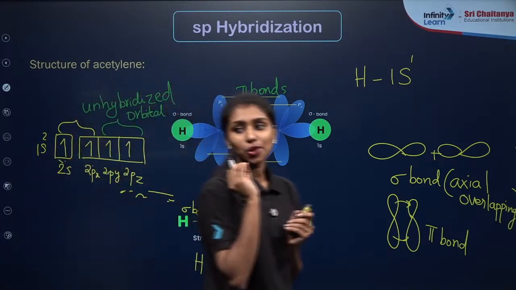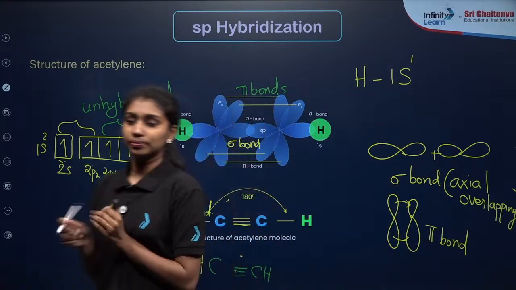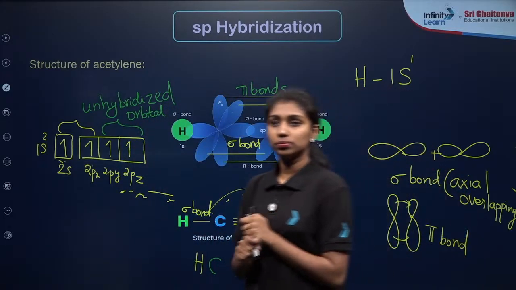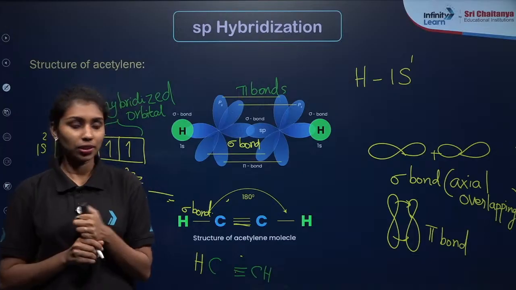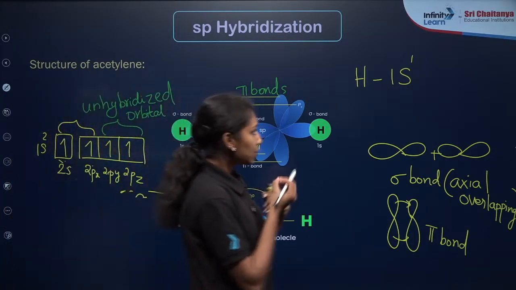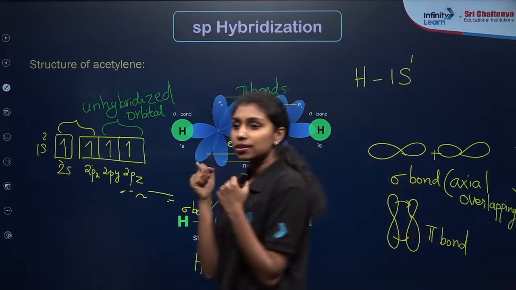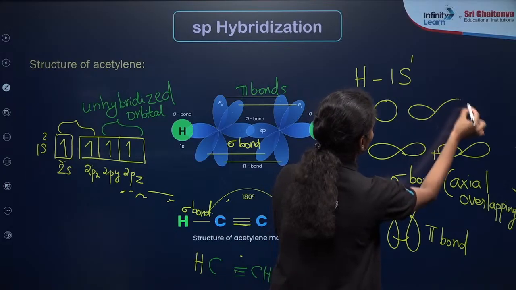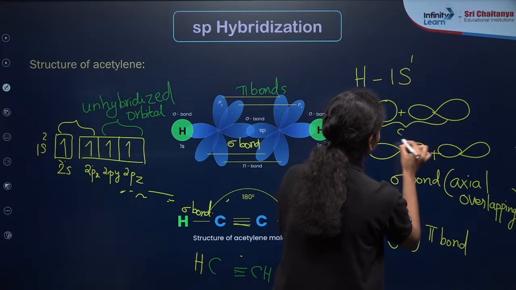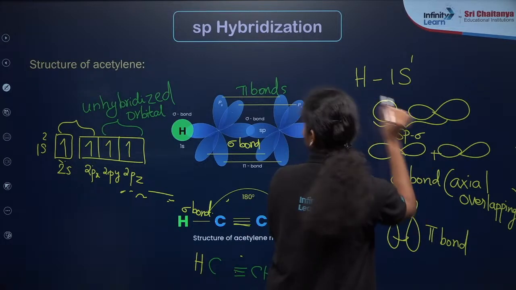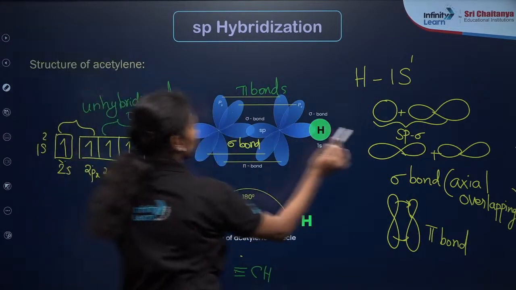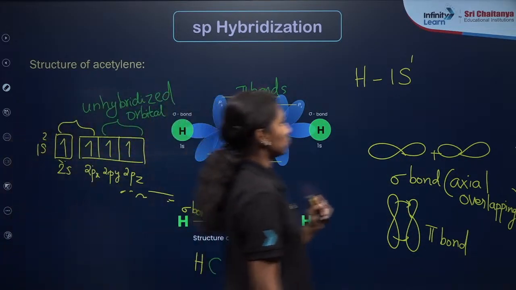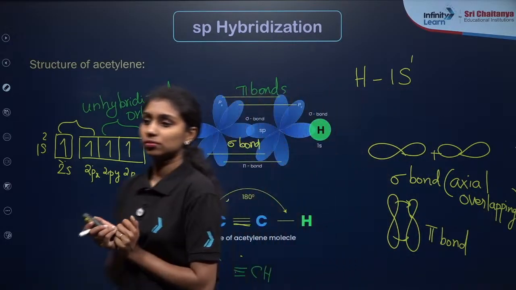Okay, what is the shape of s orbital? Arush? Spherical, right? Can we predict, with the spherical shape, whether it is forming axial, I mean head to head bonding, or sidewise bonding? How is it possible?